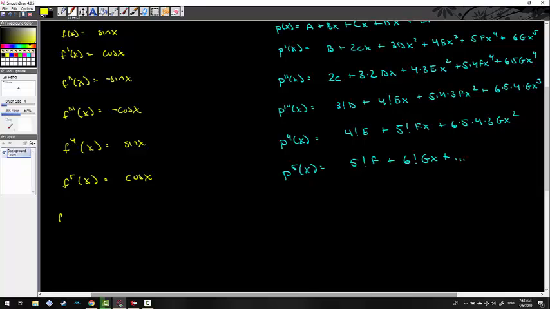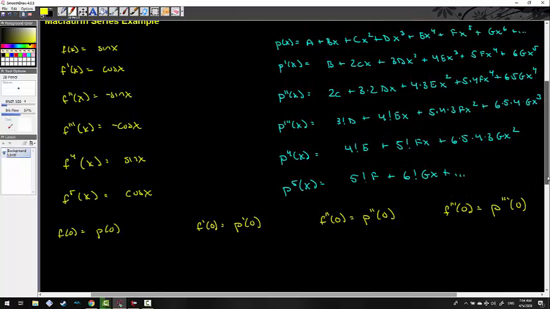So I'm going to say f of 0 will equal p of 0. F prime of 0 will equal p prime of 0. F double prime of 0 will equal p double prime of 0. F triple prime, oops, that's not an F. F triple prime of 0 equals p triple prime of 0, and I'll go down the chain as we go. From here, again, if you want to, you can hit the pause button, but I'll just scroll up for a little bit here.